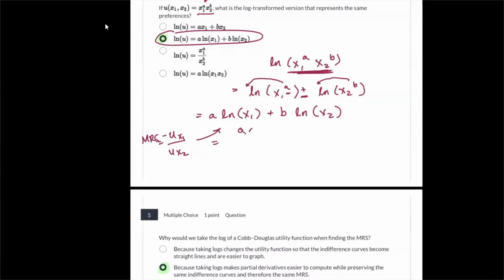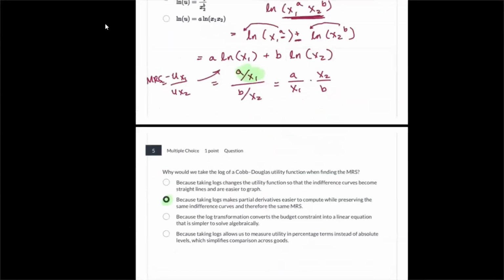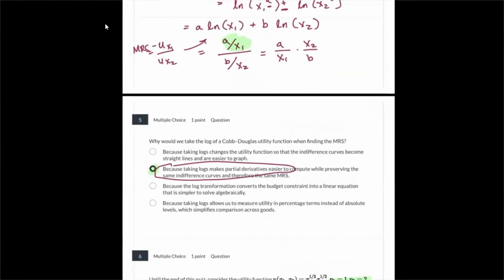That's just A divided by x1 divided by B over x2. Or simplifying, dividing by a fraction is the same as multiplying by the reciprocal. So A over x1 times x2 over B. So partial derivatives are just a lot nicer because the partial derivative with respect to x1 does not include x2 in it, unlike when we take the partial derivative of just this thing. So the answer is because taking logs makes partial derivatives easier to compute while preserving the same indifference curves and therefore the same MRS.